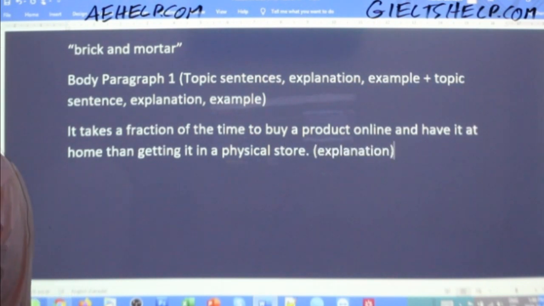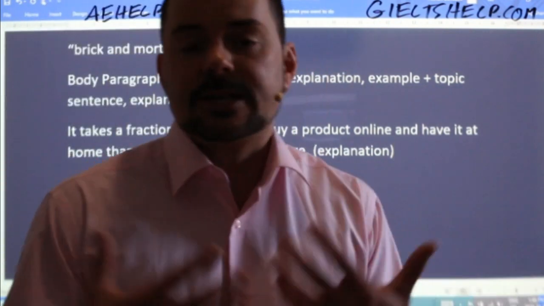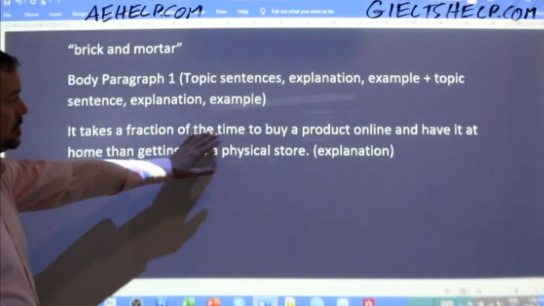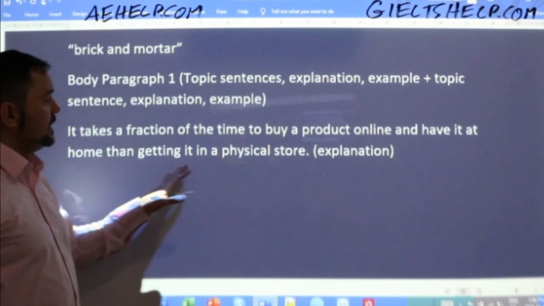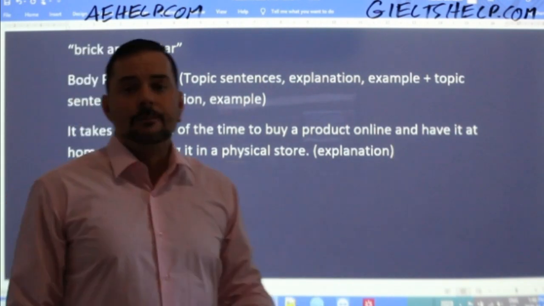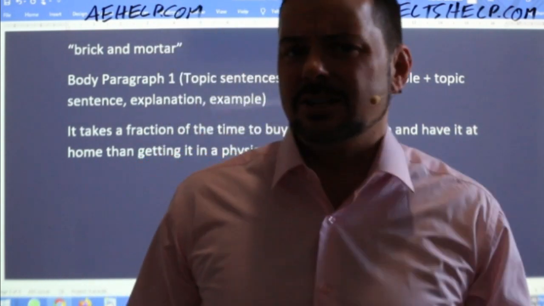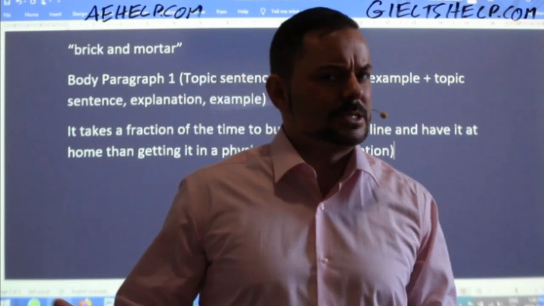Okay, so think about me. I'm your examiner. I'm your IELTS examiner. I'm your reader. I just read your sentence. It takes a fraction of the time to buy a product online and have it at home than getting it in a physical store. What do you mean? Don't the products take days to get to your house? So what do you actually mean by this?